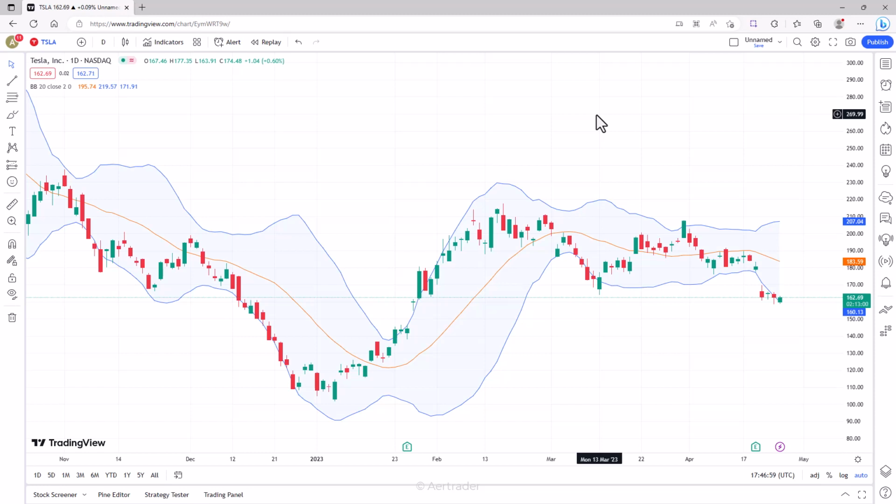Traders often use Bollinger Bands to identify potential buying or selling opportunities. For example, if a security's price approaches the lower band and then begins to rise, this may be seen as a potential buying opportunity. Conversely, if a security's price approaches the upper band and then begins to fall, this may be seen as a potential selling opportunity. Overall, Bollinger Bands are a useful tool for traders looking to identify potential price movements and volatility in financial markets.